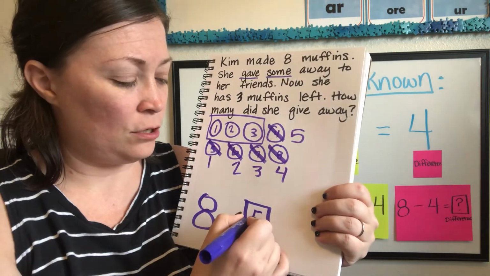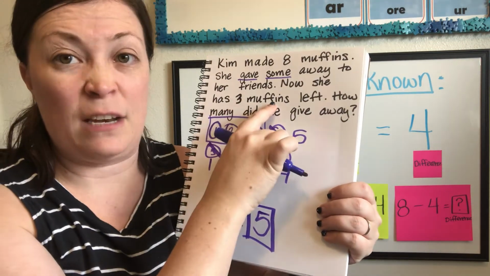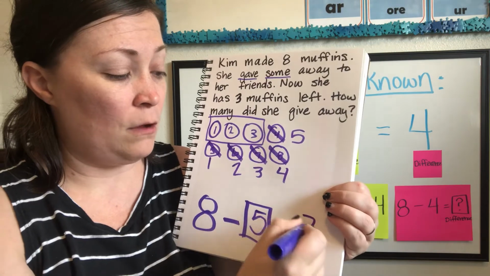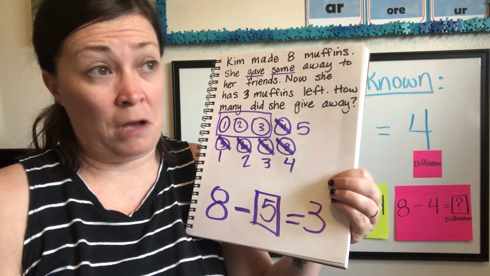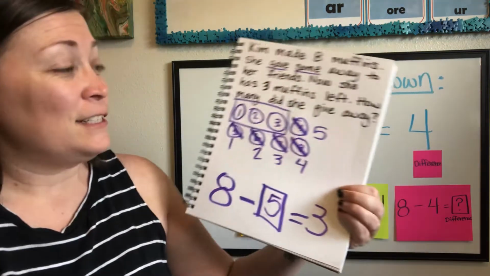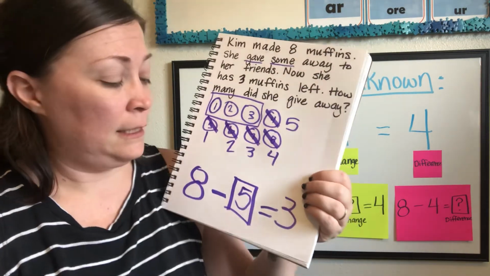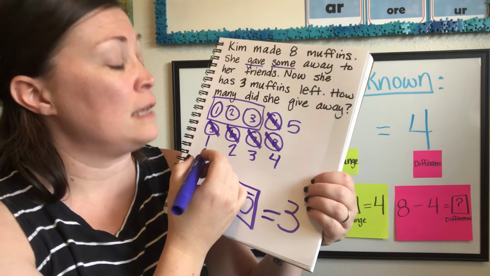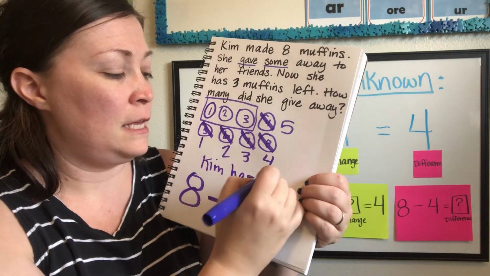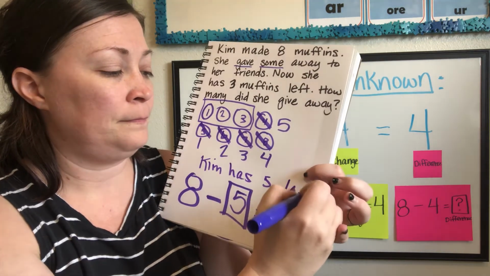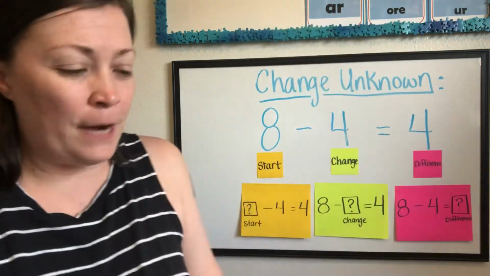5. Nice job. And you might have done it, but I forgot to finish my equation when she had 3 left. It was supposed to be equals 3. So if you did that, nice job, because I forgot to do it. So again, if we want to be super awesome and fancy first graders, we can add a little sentence. So let's see, Kim has 5 left. Boom. Beautiful, beautiful work.